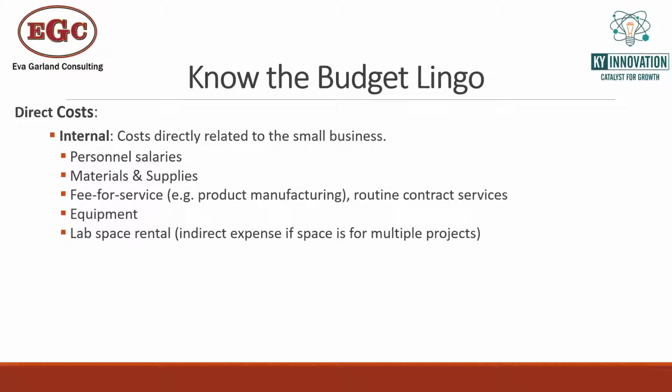Equipment's an internal cost. Lab space rental is kind of an interesting thing. You can include that as an internal cost for a direct cost. Some companies consider lab space rental to be indirect. If you're using the lab for more than just this one project, it's going to be easier to call that a G&A indirect expense. But you are allowed to consider lab space rental an internal direct cost as well, just whatever is more appropriate for your specific company.